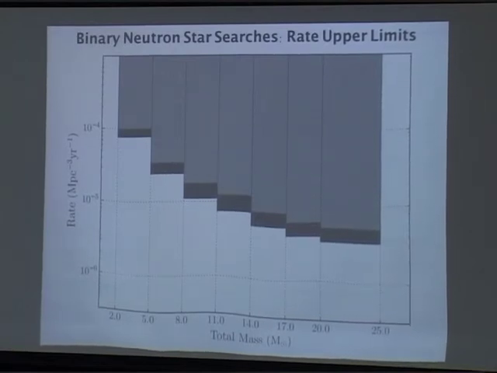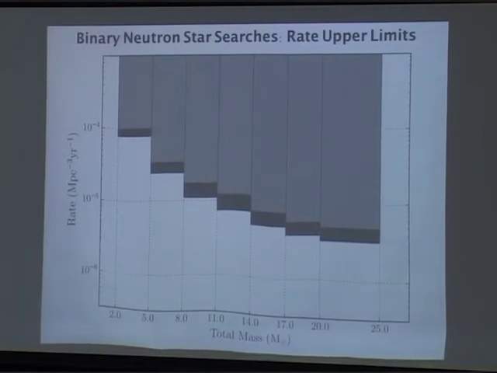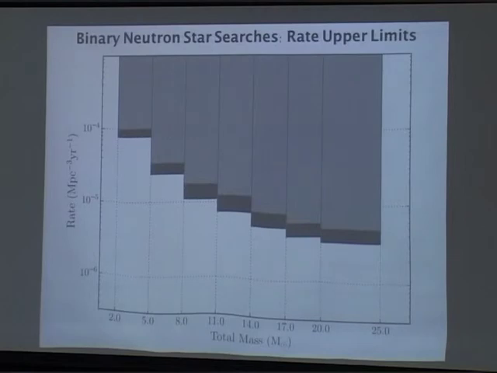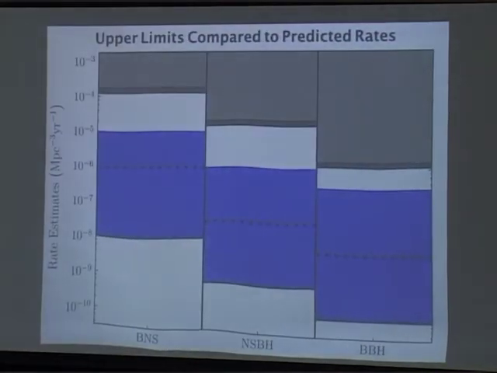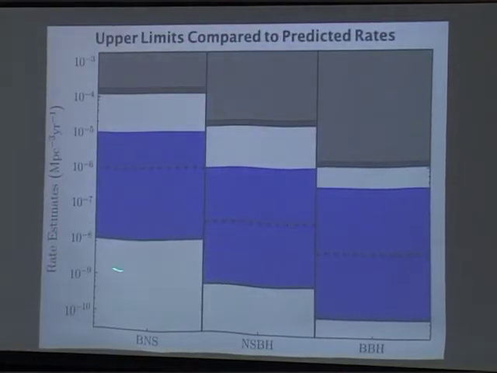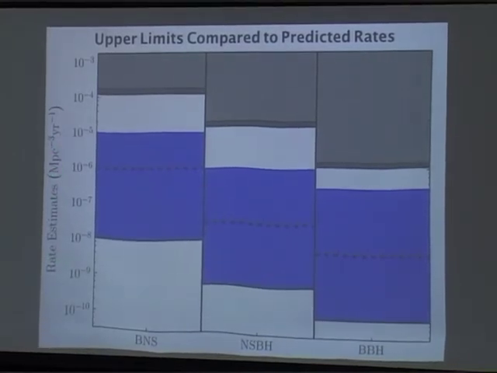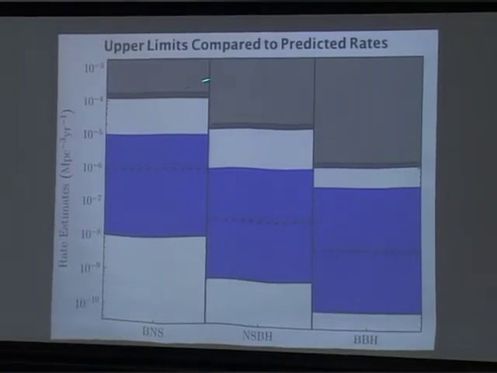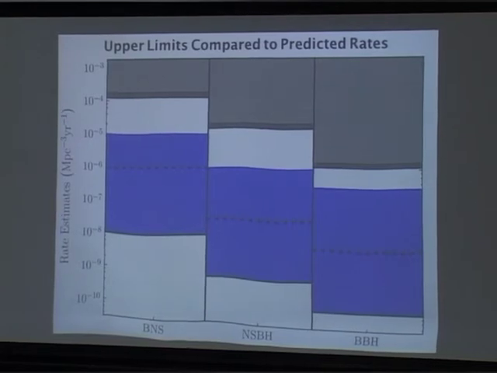I think it's best if I just very quickly show you that we have not detected anything. We are still setting upper limits, and they are becoming interesting. So what we do if we don't detect anything is simply to state an upper limit on the rate of binary neutron star mergers. Those are the two boring slides. This is the interesting slide, which shows the rate estimates in units of megaparsec cubed per year, and these gray areas are our upper limits.